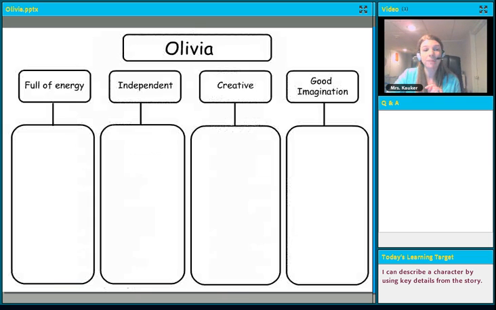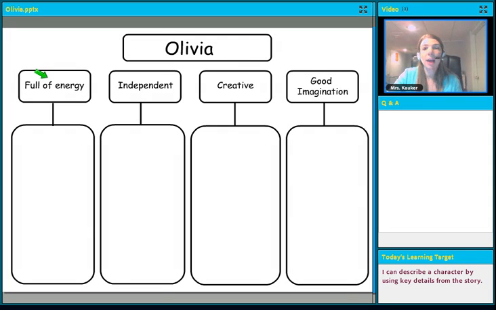that. So here's my chart I brought with me today. And at the very top, I wrote Olivia because she's the character that we are going to describe. She's the character we're going to describe. Okay? So let's talk about Olivia and the words that we picked to describe her.